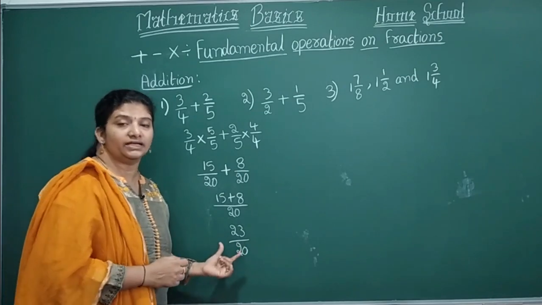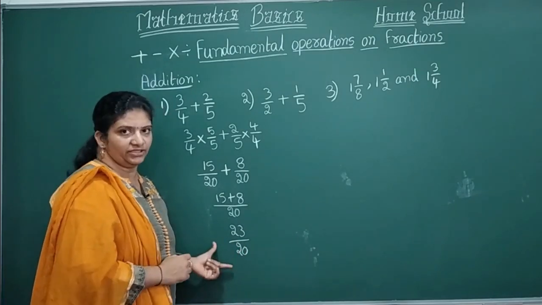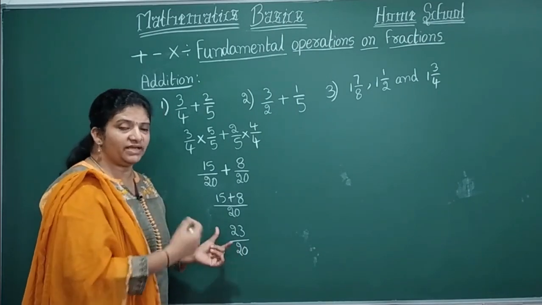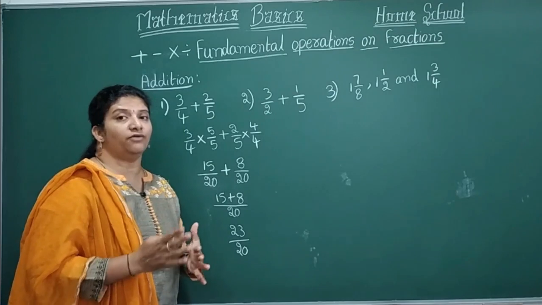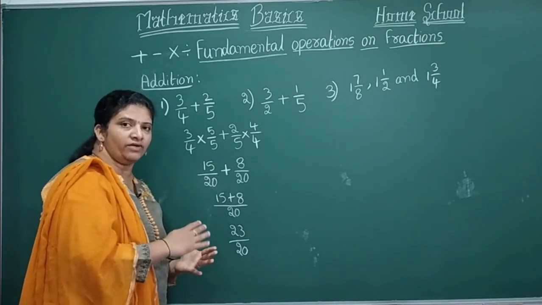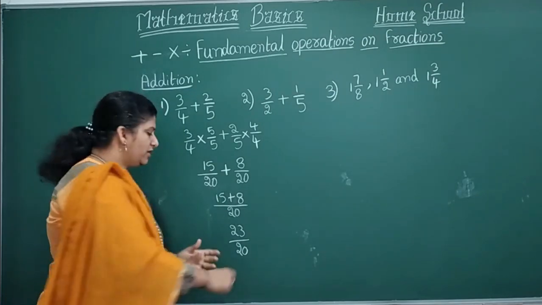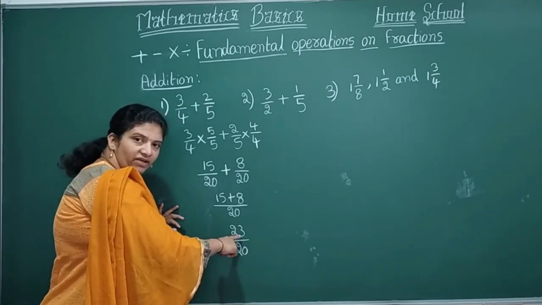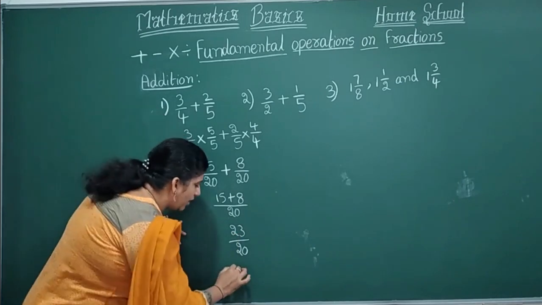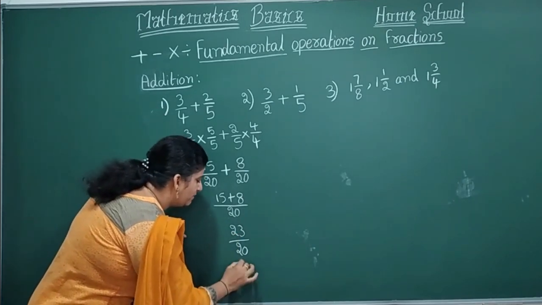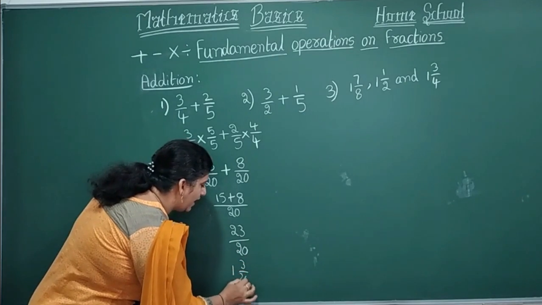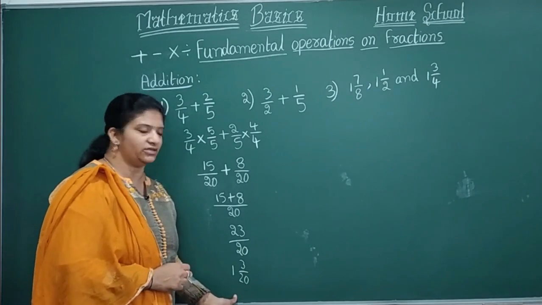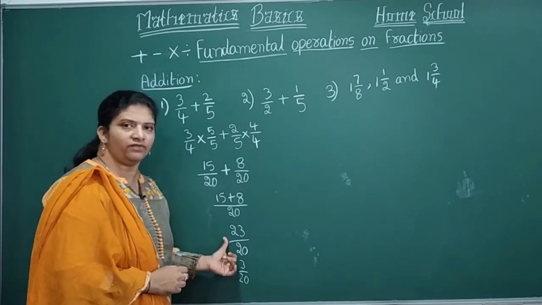Observe here, it is an improper fraction. If you want, you can convert this improper fraction into a mixed fraction. Children, you know how to convert an improper fraction into a mixed fraction. You have to divide: 20 once 20, and what will be left here? 3 will be left. So how do you write this? 1 and 3 by 20. 1 3 by 20 is the mixed fraction for this improper fraction.